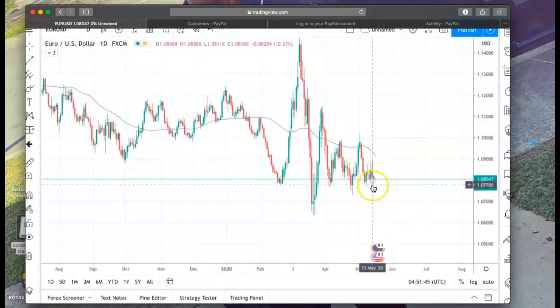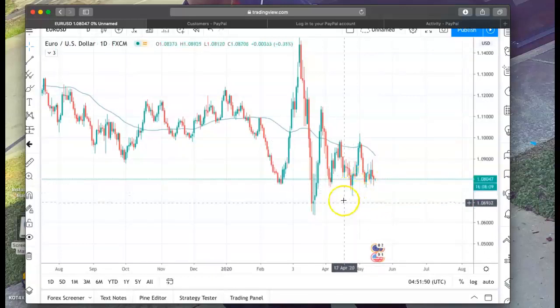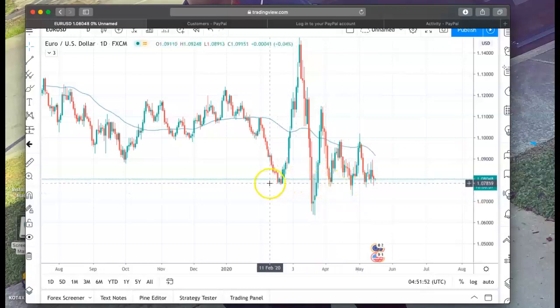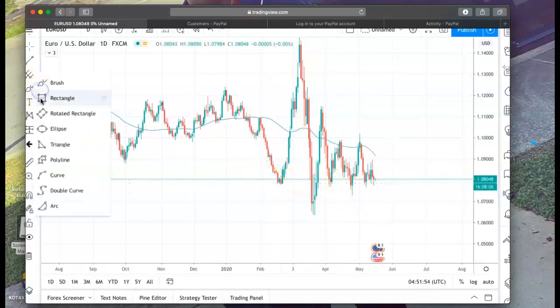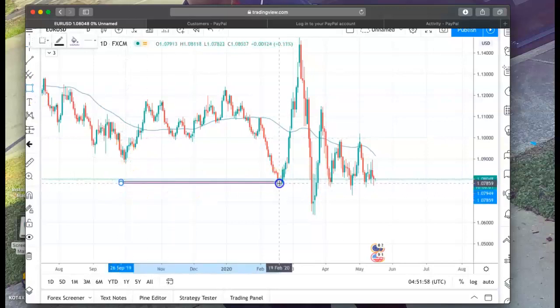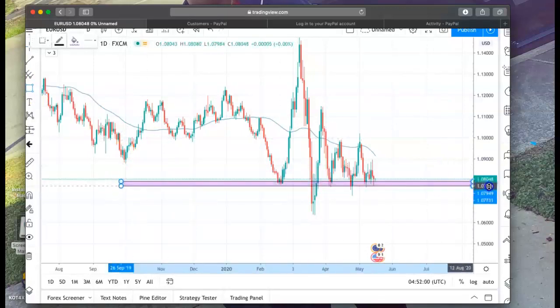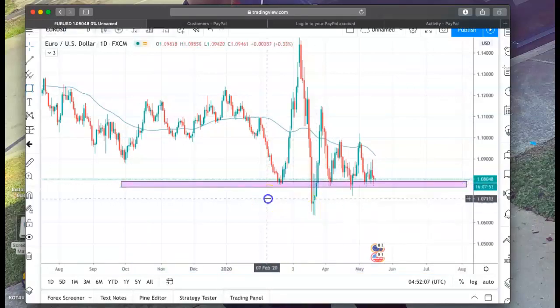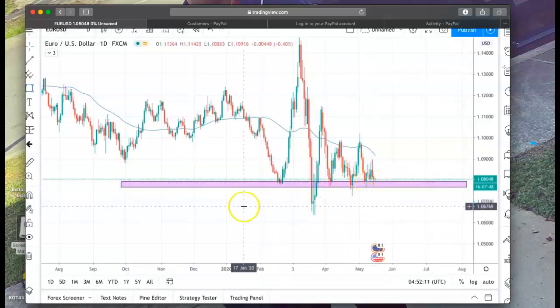I see that price rejected here, a bunch of wicks, a bunch of rejection here. So I'm going to grab my box tool, and I'm simply going to draw out my zone. I'm going to draw a simple zone here. This is a strong area of support. As you can see, price is there right now.